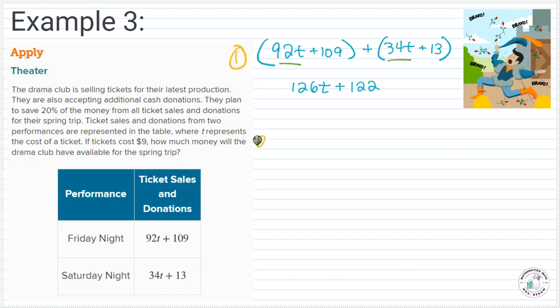Step 2 is going to be to now figure out, okay, tickets cost $9 a piece. So we're going to figure out, well, how much did they make if T, again, the ticket price, was $9? So we're going to have 126 times 9 plus the 122. So now just order of operations, we got to figure out what 126 times 9 is.